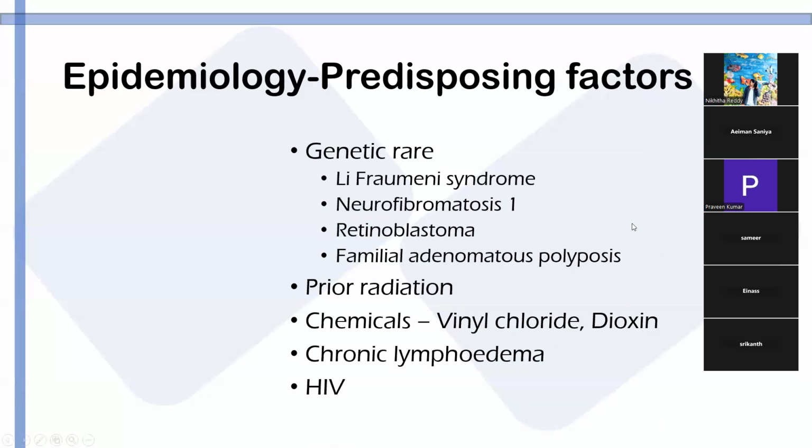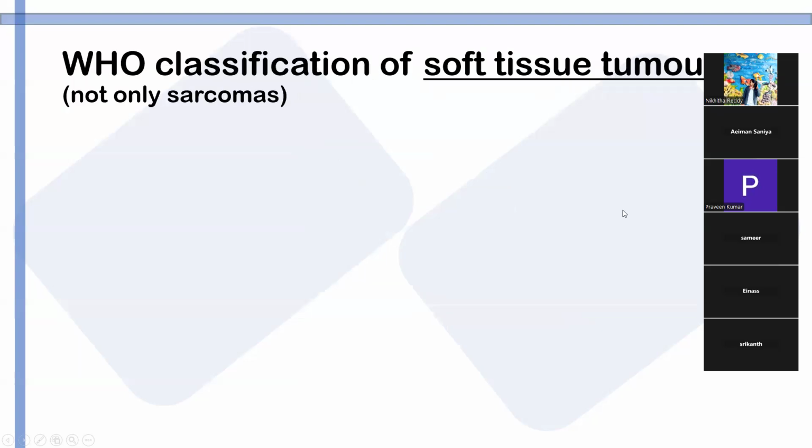Excellent. So genetic, which is rare, prior radiation, vinyl chloride, dioxin are very commonly quoted. These cause angiosarcomas, vascular sarcomas, chronic lymphedema that Sanya mentioned, and HIV and Kaposi sarcoma. There are many syndromes. I never bother you with asking you to name them, but I just put it up on the slide to say that there are genetic syndromes, but they're rare. Please understand that sarcomas are very rare diseases, and the genetic predisposition is even more rare.